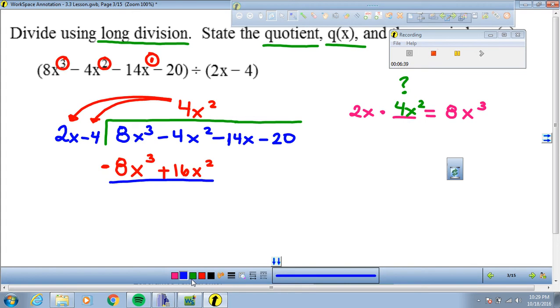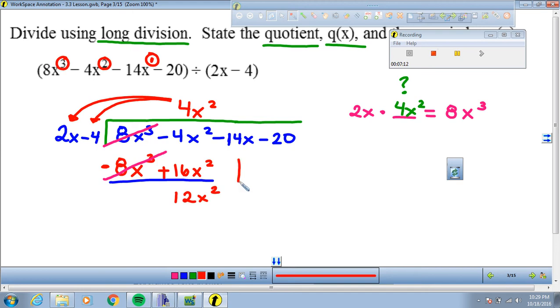Well, now you're going to combine like terms, and that's why it's important that you write the answers down after the multiplications underneath the terms that have the same kind of exponents, so that you align like terms. So 8x to the third power minus 8x to the third power, these two would cancel each other. And then -4x to the second power plus 16x to the second power, 12x to the second power.